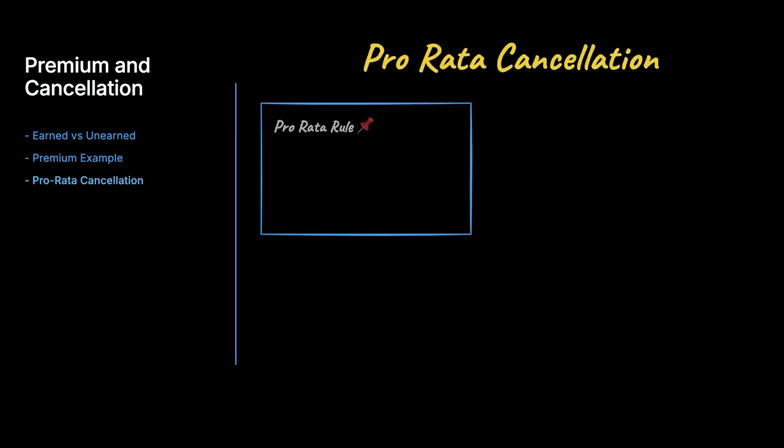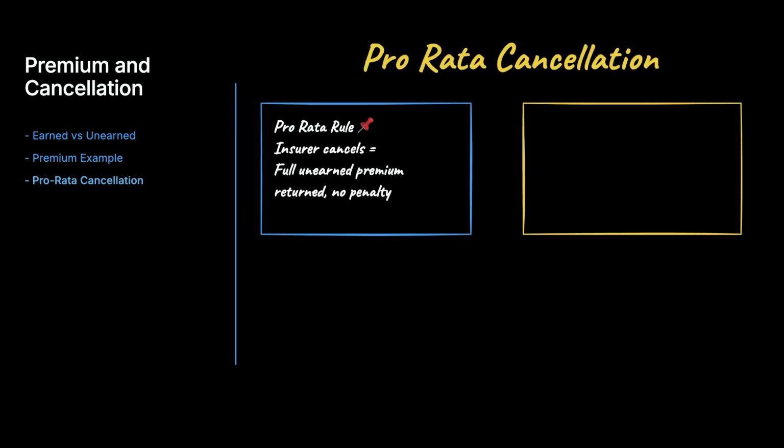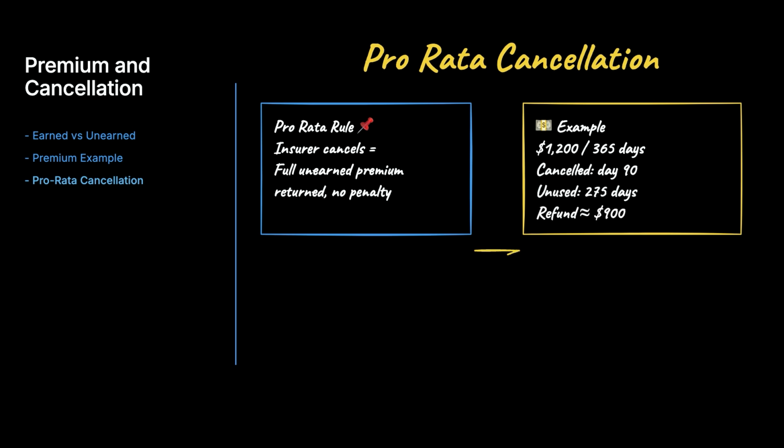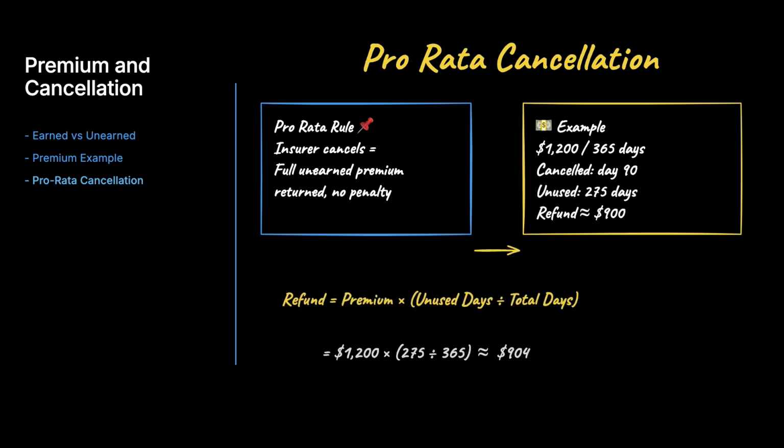When a policy ends early, the refund depends on who cancels. Pro rata cancellation applies when the insurer cancels. The insured gets back the full unearned premium with no penalty in exact proportion to the unused days. On our $1,200 policy cancelled by the insurer after 90 days, the insured receives roughly $900 back.